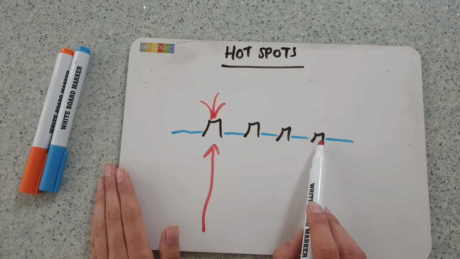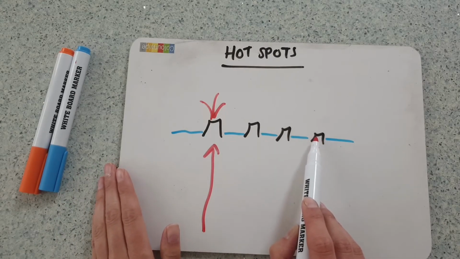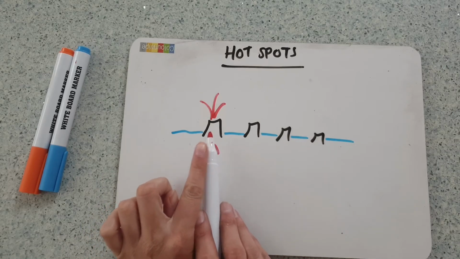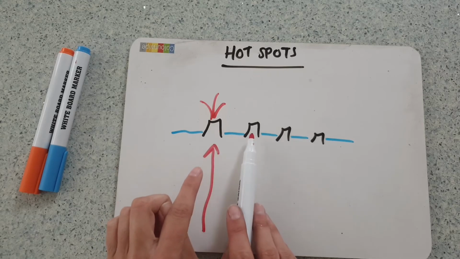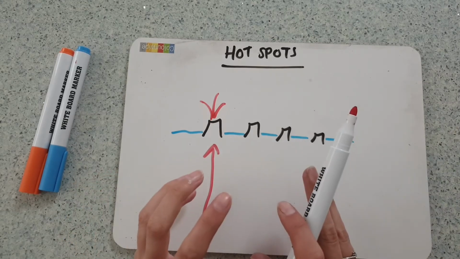As they get further away, they get smaller. This is for a few reasons. So one, hot things expand, so this is going to be much hotter and bigger, and as they go away from the heat source, they're going to contract as they cool.